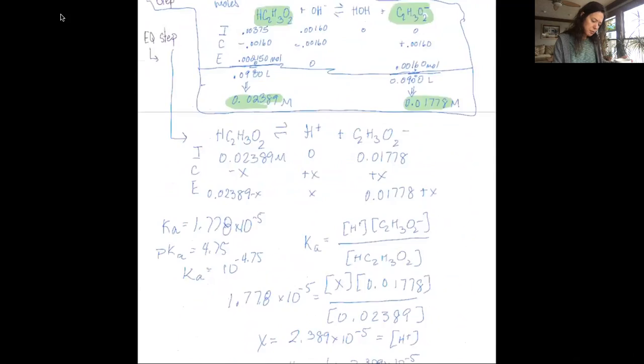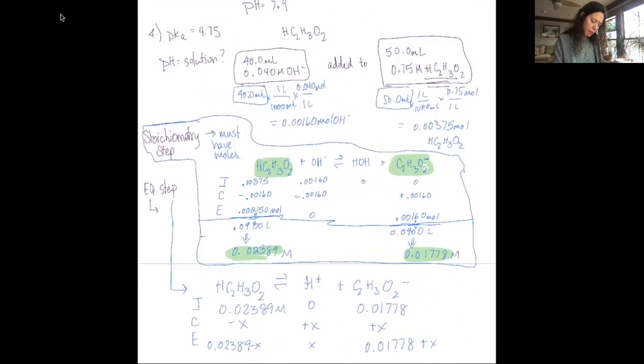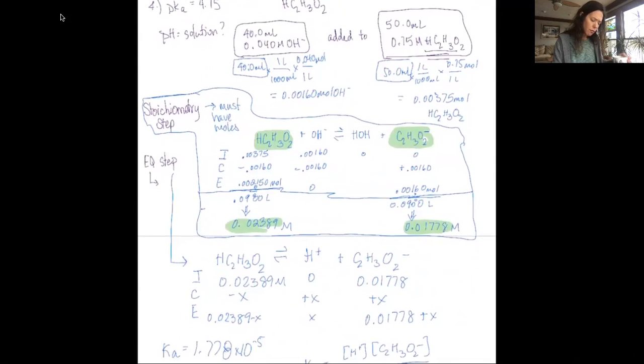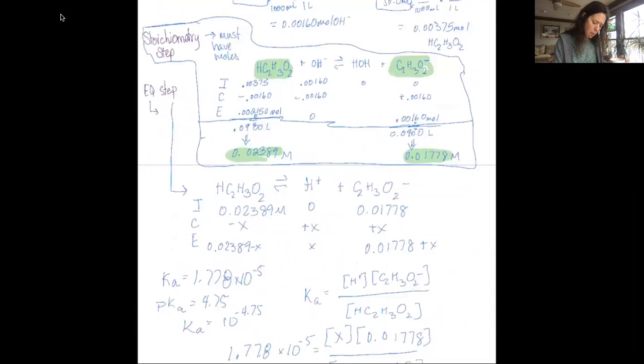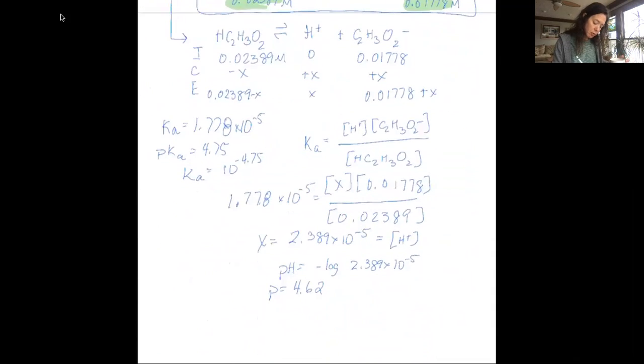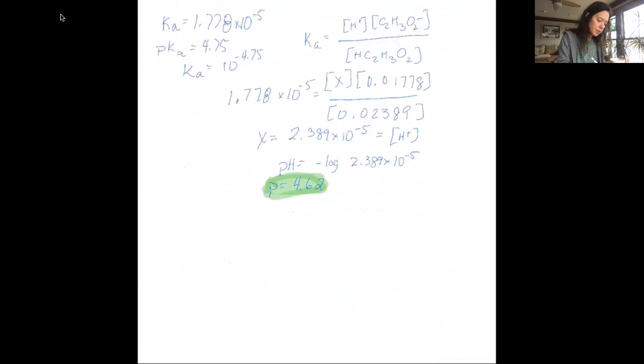Oh, never mind. With a pH of 4.62. That's all. We didn't have a buffer solution. We didn't have a buffer solution. Let's look at the next problem. My apologies. We should be on this one, yeah, 4.62. So we should be here.